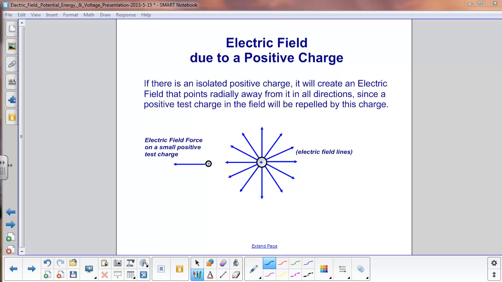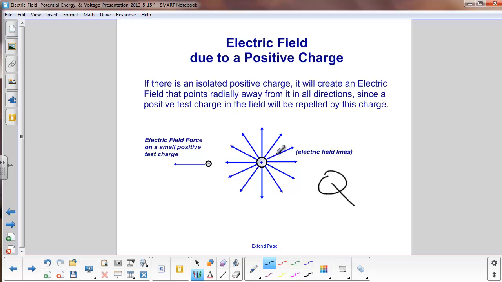It's always better to visualize things. I said on the last slide, I talked about what electric field lines are. Here they are. See these arrows? I have an isolated positive charge. This would be our big Q, and I want to describe the electric field surrounding it. Well, the field lines point radially away from it in all directions.